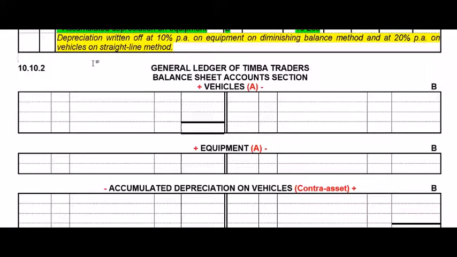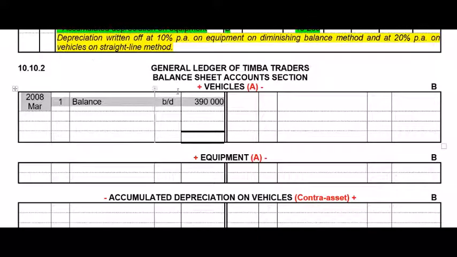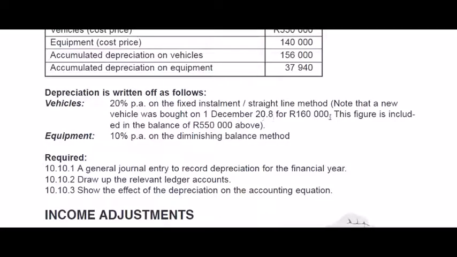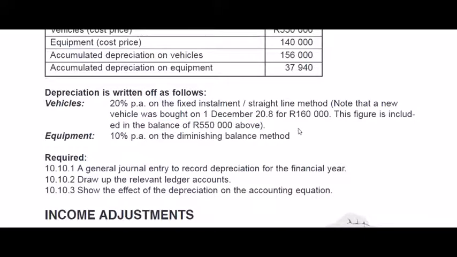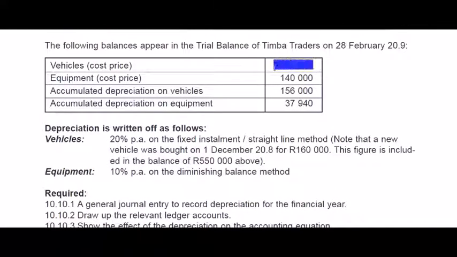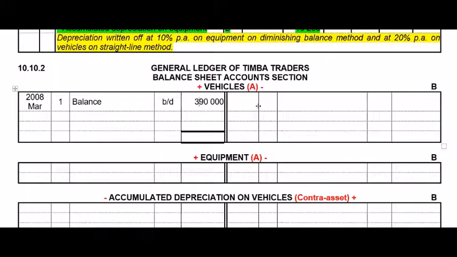Then when we do the posting, the first thing that we need to remember is that they gave us some opening balances that we got in our trial balance. Okay, so the vehicle's opening balance was 390,000 Rand on the 1st of March 2008, so when this financial year started. Why is it 390,000 and not 550,000? Because they said in the information that the figure, the 160,000 Rand of the new vehicle, was included in the 550,000 Rand above. Okay, so this is not our opening balance. This minus 160,000, which is 390,000, was the opening balance.